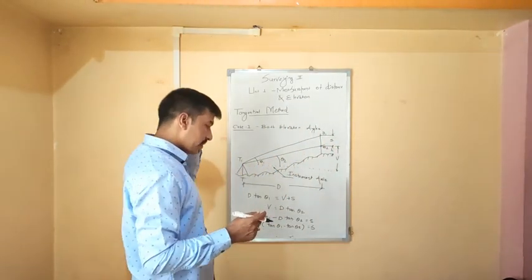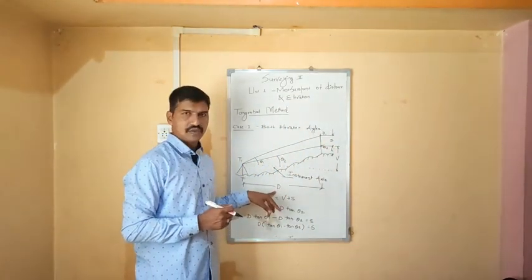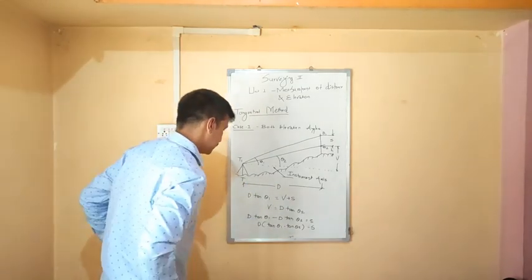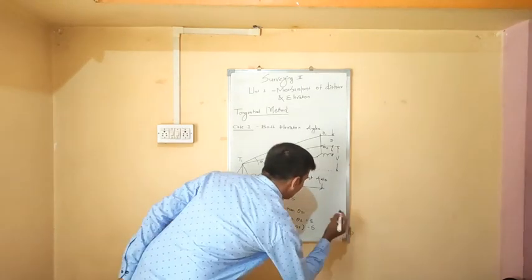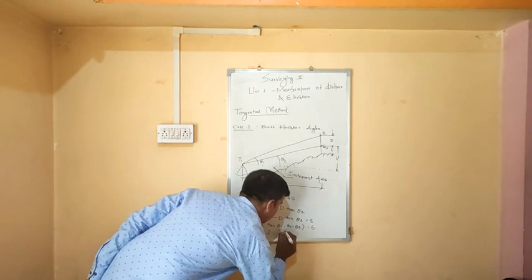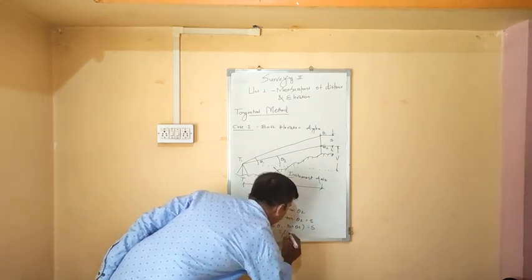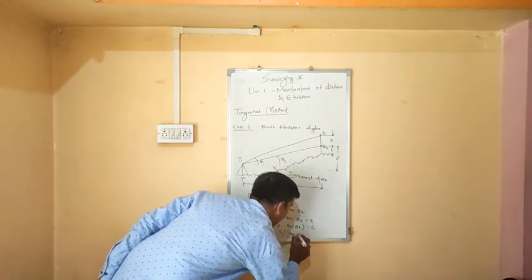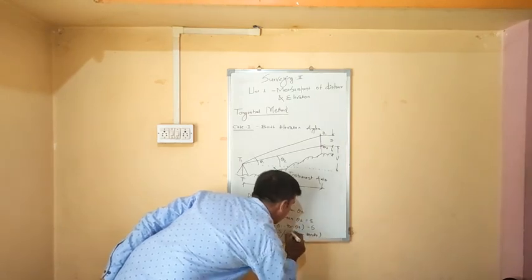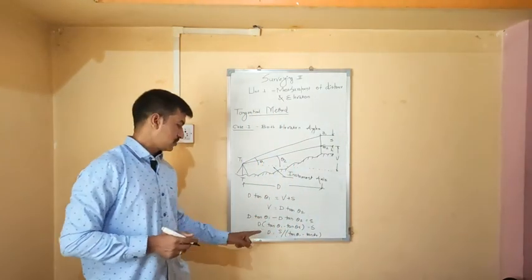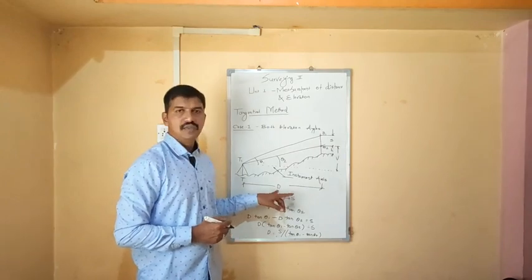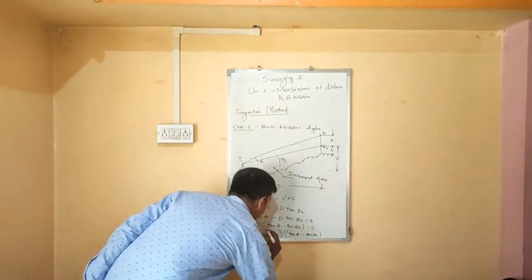At the end, what we require? The formula to calculate distance D. So D will be equal to S divided by tan theta 1 minus tan theta 2. So this is the required answer to find out the distance D by using this tangential hair method.